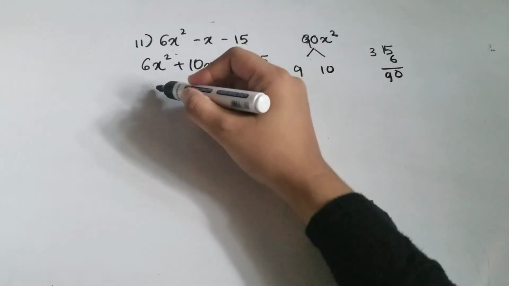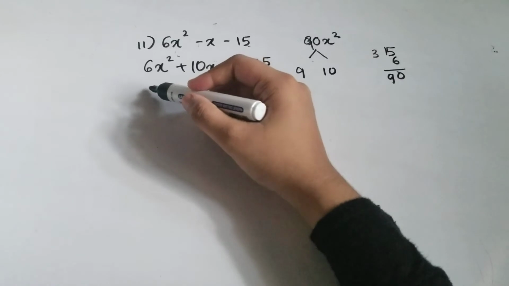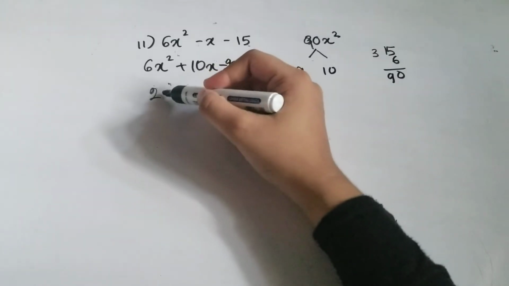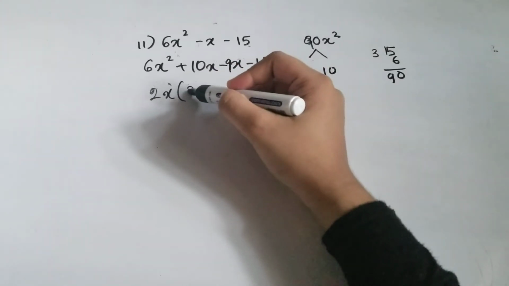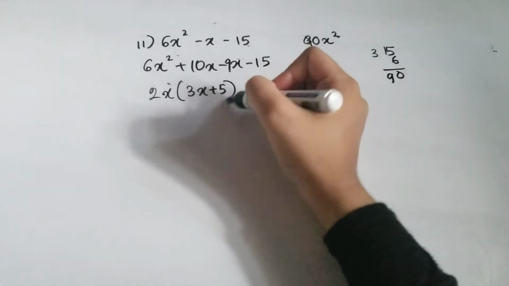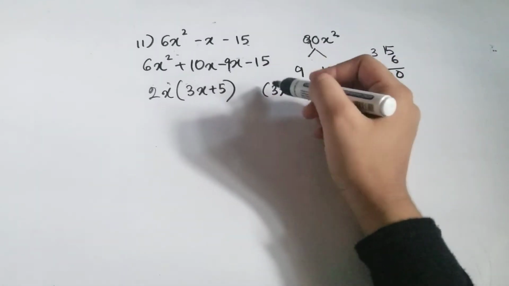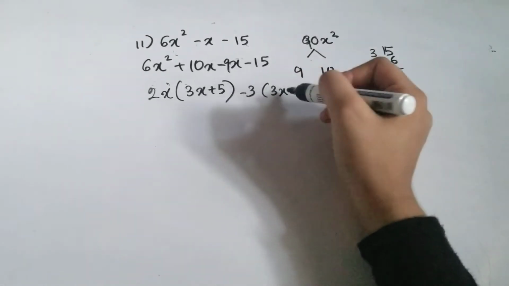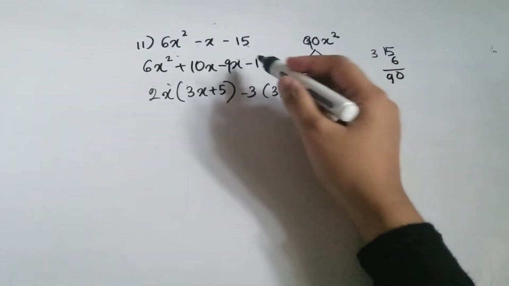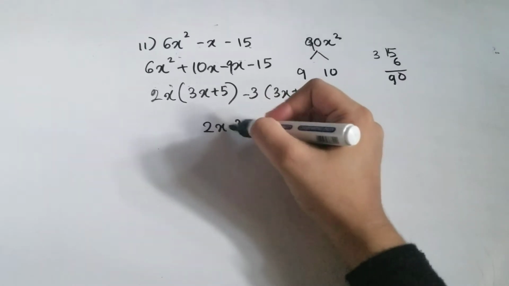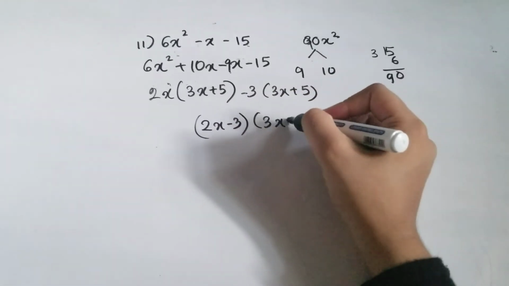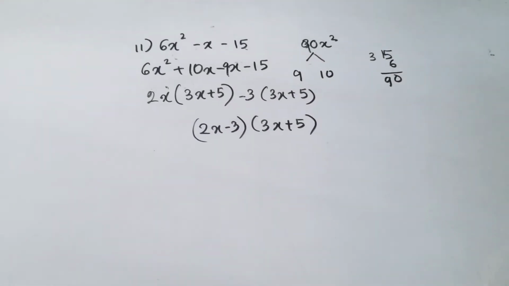Then you are getting common factor 2 times table. 2 times here x we can take. 2x into 3x plus 5. Same thing I can write, 3x plus 5 here. So I need 9 here. So 9 means minus 3. Now see, minus into plus is minus. Yeah, 2x minus 3 and 3x plus 5. So these are the factors of this relevant quadratic equation.